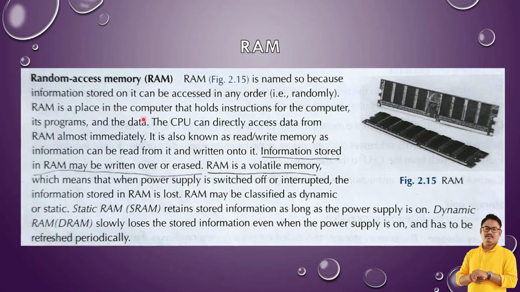So in RAM your data is accessed randomly. That means whatever instruction or input you give goes to the RAM first, then immediately and randomly the instruction is sent to the CPU. It is volatile memory because when the power supply is switched off or interrupted, the information stored in the RAM is lost. Because of that, it is called volatile memory. Okay, let us see the next one. Next is ROM, read only memory.